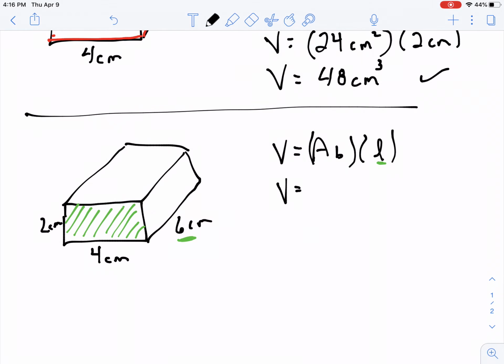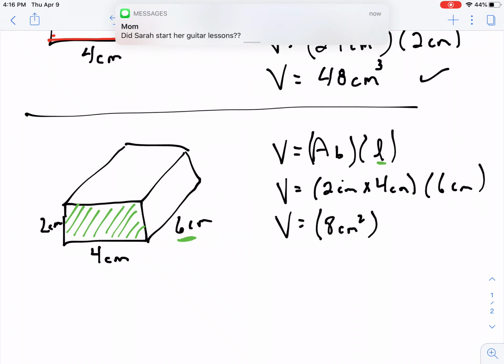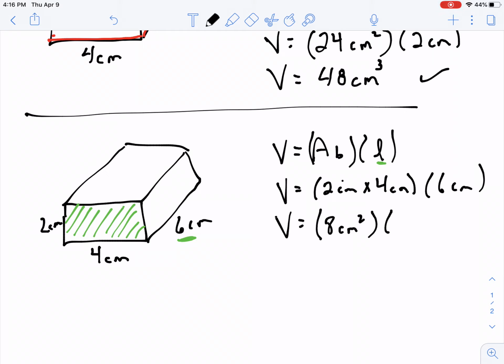Volume is equal to the area of my base. Again, we said this time it was 2 centimeters by 4 centimeters. And my length we said was 6 centimeters. So I'm just going to substitute all those variables in. And all I'm doing is 2 centimeters times 4 centimeters is 8 centimeters squared. And I'm going to take that 8 centimeters squared and times it by 6 centimeters. 8 times 6, easy enough calculation. It's going to be 48 centimeters cubed.